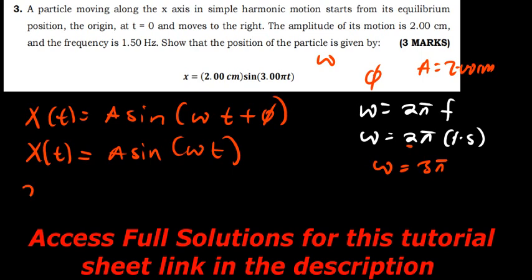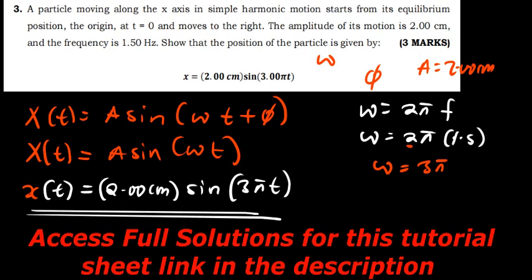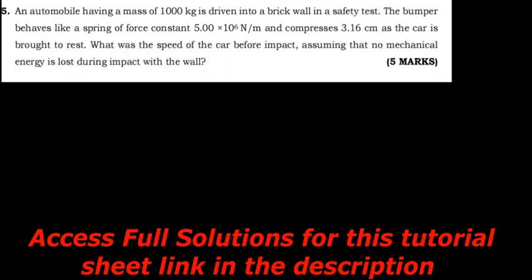Then now I can go ahead and plug in the values as a function of time. A is 2.00 centimeters. I put them in the brackets, sine, then W now is 3 pi, but times t, like that. So I can clearly see that this is what I have here, hence shown.